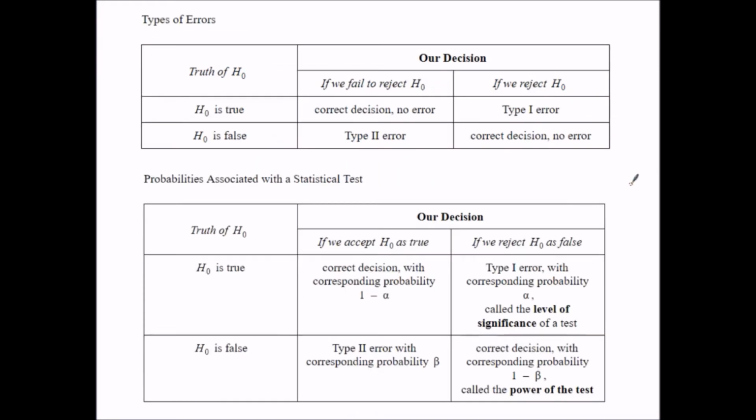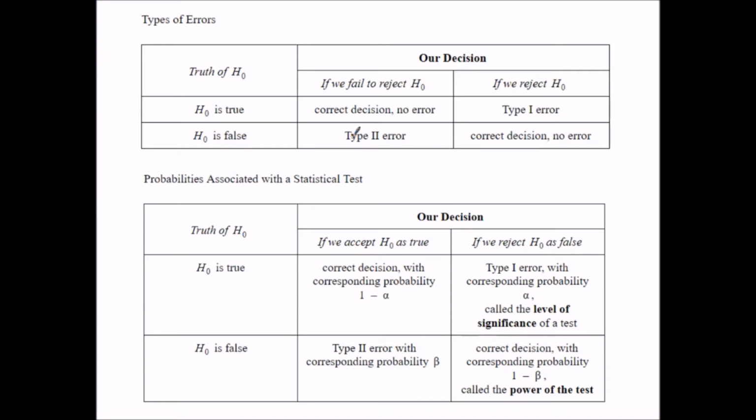Again, the next little section, types of errors. The truth of the null hypothesis: if it's true and we fail to reject it, it's the correct decision. We haven't made an error. But if the null hypothesis happens to be true and we do reject it, that's the type 1 error. Now, if the null hypothesis is false or wrong and we fail to reject, which means we accept.